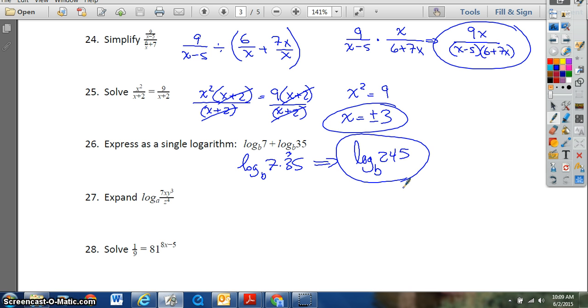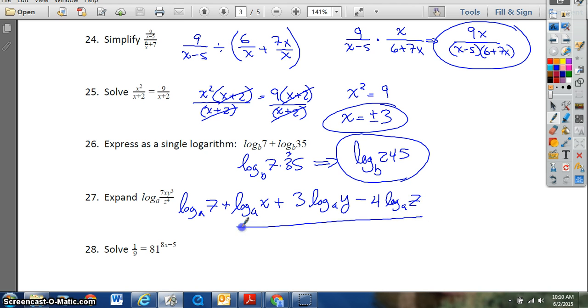So when I go expand 27, like I was just saying, this is log base a of 7 plus log base a of x plus 3 log base a of y. Notice I put my exponent out in front of my log. And then I'm going to subtract 4 log base a of z. And then 28 down here at the bottom.